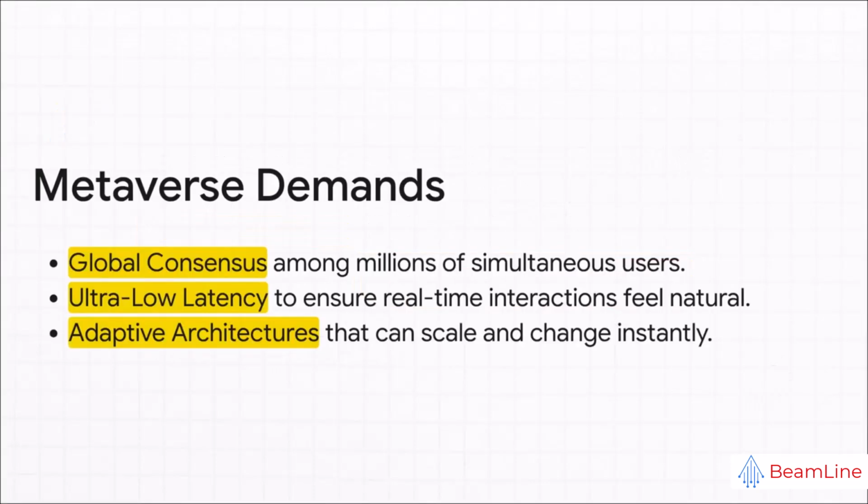Think about the demands for a second. You need to achieve consensus on the state of the world among millions of participants, not just a few servers. You need ultra-low latency so that interactions feel real. And you need the entire architecture underneath to adapt instantly to changing loads and conditions. These are precisely the problems these new paradigms are designed to solve.